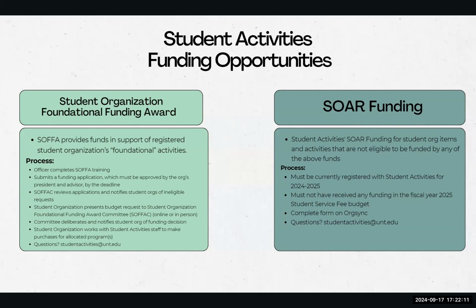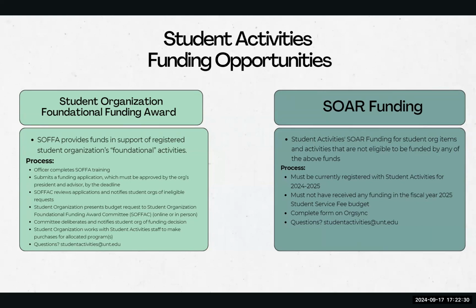And these are also, by the way, offered per semester. So right now, applications for SOFA are open for the spring. If you are wanting to potentially have funding in the spring, you might want to fill out that SOFA application ASAP. I know the deadline is coming up in October.